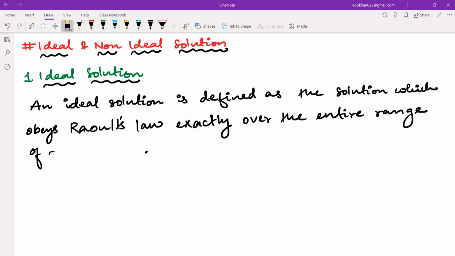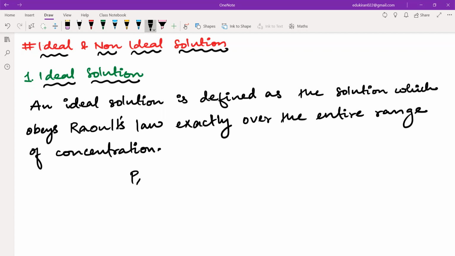Sorry for this, it slipped out of my mouth. Entire range of concentration, not temperature, concentration. Can you write this, and then we will understand what the relationship is. Write this down.